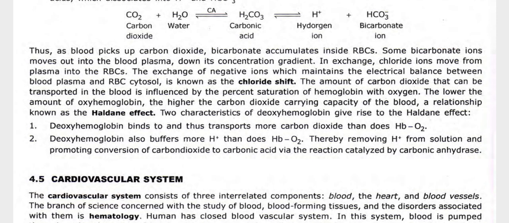Thus, as blood picks up carbon dioxide, bicarbonate accumulates inside RBCs. Some bicarbonate ions move out into the blood plasma down their concentration gradient. In exchange, chloride ions move from plasma into the RBCs. The exchange of negative ions, which maintains the electrical balance between blood plasma and RBC cytosol, is known as the chloride shift.